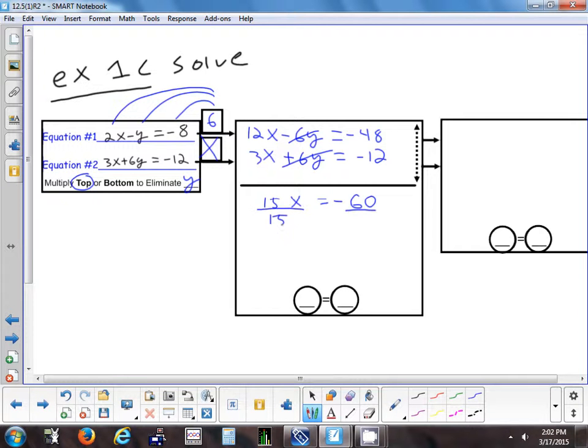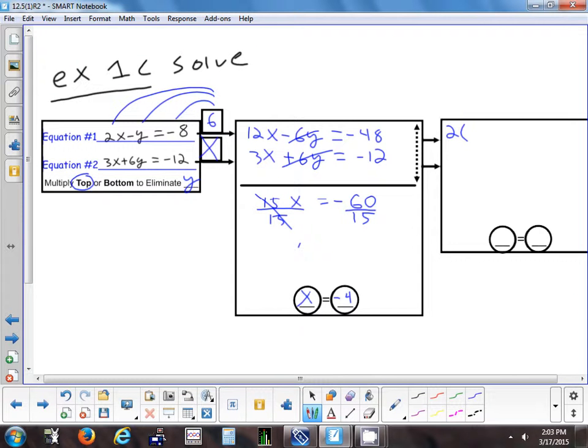Okay, Joe, how do I get this 15 on the other side? Good. Divide by 15. And put our answer. Austin, what's negative 60 divided by 15? Careful, it's a negative divided by positive. Negative 4. Good. Okay. Which equation should we plug negative 4 back into? Top or bottom? How many people think top? Top? Okay, let's fill it in.